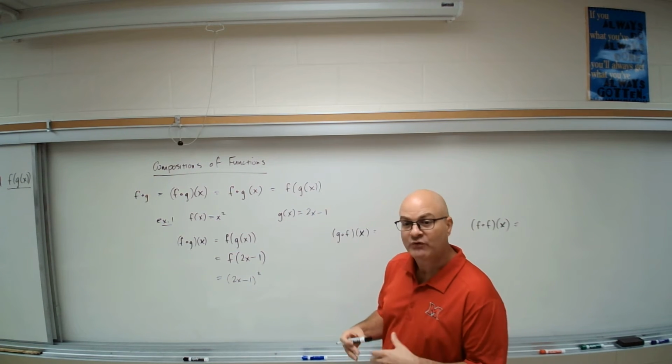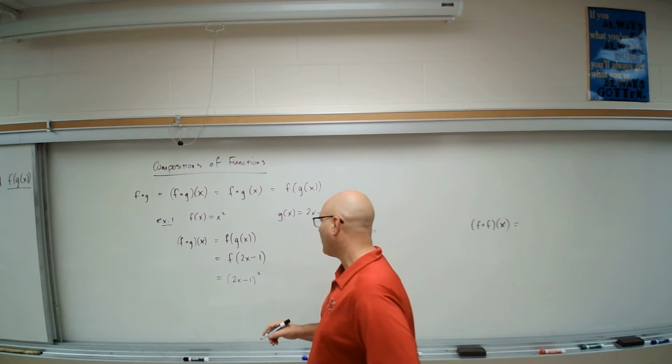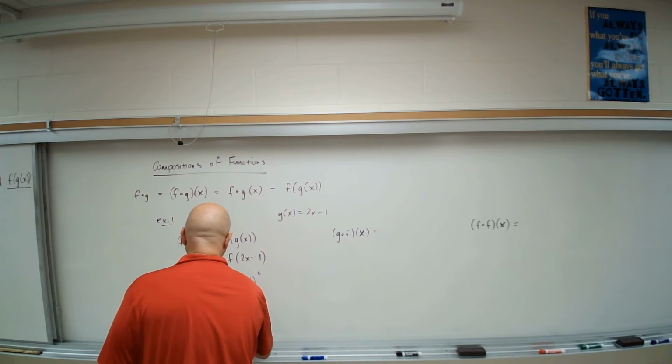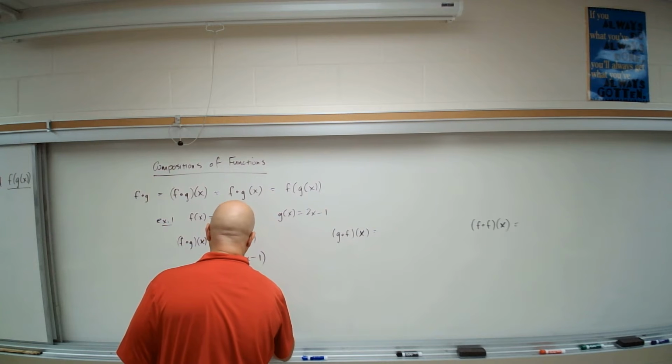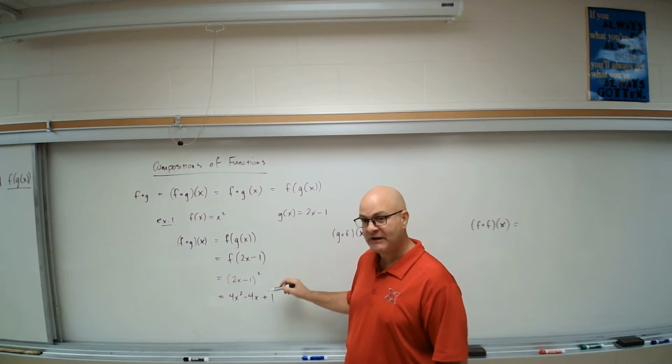We should be able to square it, right? Whether you write 2 parentheses out or whether you use your binomial squared, probably the best answer is 4x squared minus 4x plus 1. But that would be f of g of x. This would be a new rule.